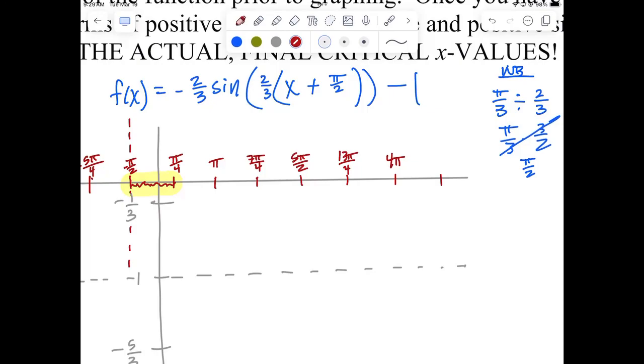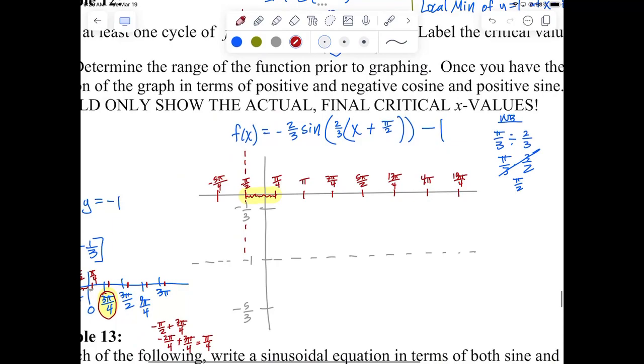Okay? I'm sorry, that was 16 pi fourths. Well, we have to go one more. What's 16 plus 3? 19 pi fourths. Y'all could do that, right? You're just adding 3 and then simplifying as you go. All right, now we have all the critical values on the x and y axis labeled.